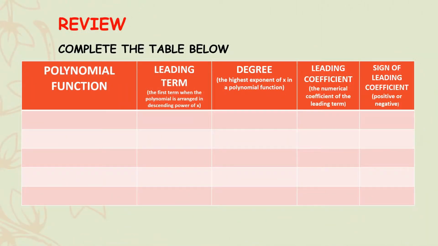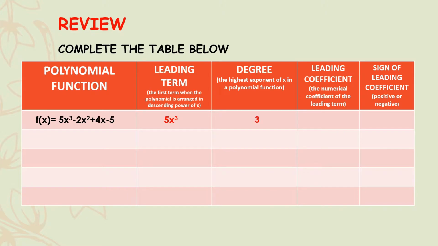Before we proceed with our lesson, let's have a review first. Complete the table below. Let's have polynomial function f of x equals 5x cubed minus 2x squared plus 4x minus 5. Then we're going to get the leading term, or the first term when the polynomial is arranged in descending power of x. Since the polynomial is already arranged in descending power of x, the leading term is 5x cubed. Then we also have to get the degree, the highest exponent of x in the polynomial function. For this one, the highest exponent is 3.